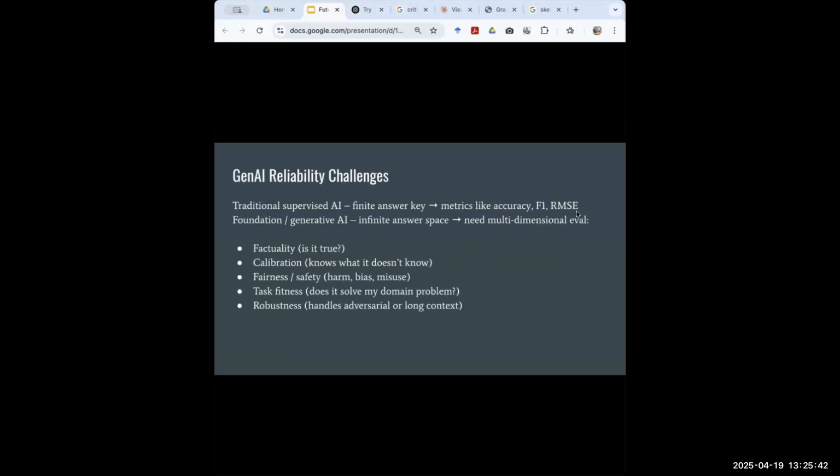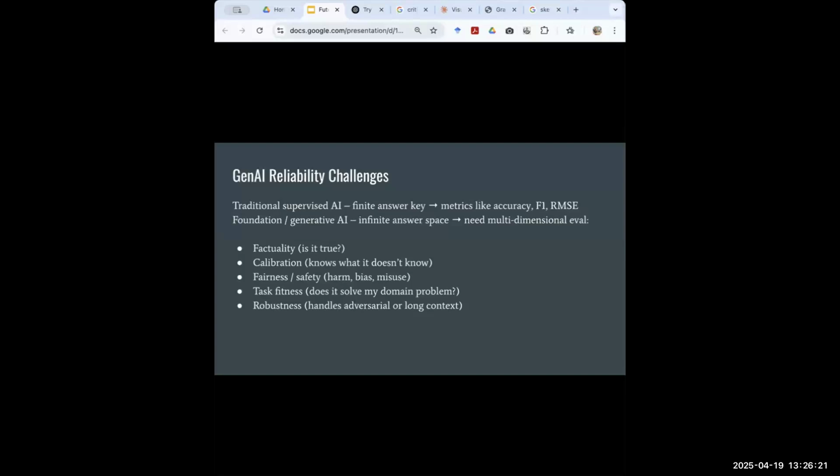So in traditional supervised AI, it's actually simpler to evaluate, because we have this finite space of answers, right? Whether it's single-class classification, we have yes or no, we have labeling, we have multi-class labels. We can project this to continuous values, right? We use regression. They can predict, for example, house prices, the probability of something happening, and we can generate short sequences from small vocabularies.